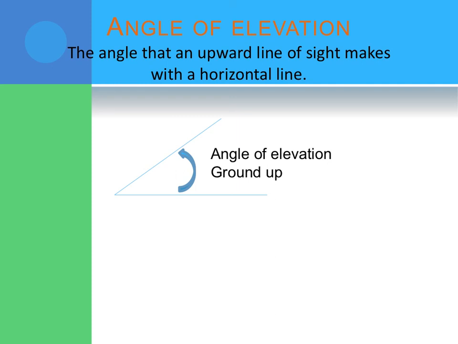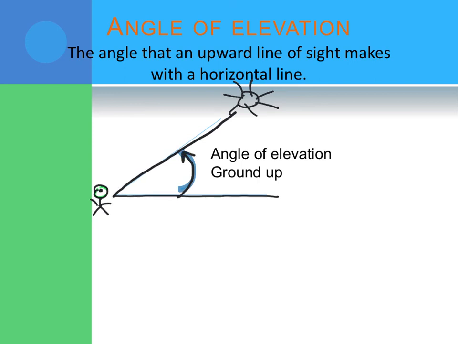So the definition of an angle of elevation is the angle that an upward line of sight makes with a horizontal line. So if you think about it, let's say your line of sight, let me draw a person here. So let's say you're standing right here, and the horizontal line, if you were looking straight ahead, and then let's say you're looking up at the sun, the angle that is created by you looking straight ahead first and then looking up towards the sun, this angle that is created by those two lines of sight is called an angle of elevation. And you are going to use this information to solve a lot of word problems.